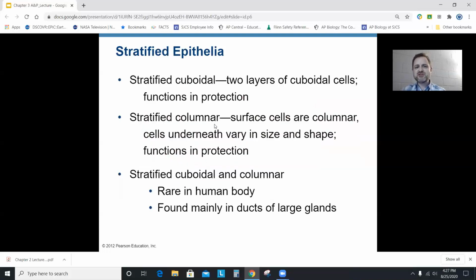Stratified cuboidal and stratified columnar, having many layers of cuboidal cells or columnar cells, are not that common. They're found sometimes in the ducts of your larger glands. In humans, again, you don't see them that much, which is why I'm only going to mention these on this one slide. You should just know what they are, and the fact that they're pretty rare.